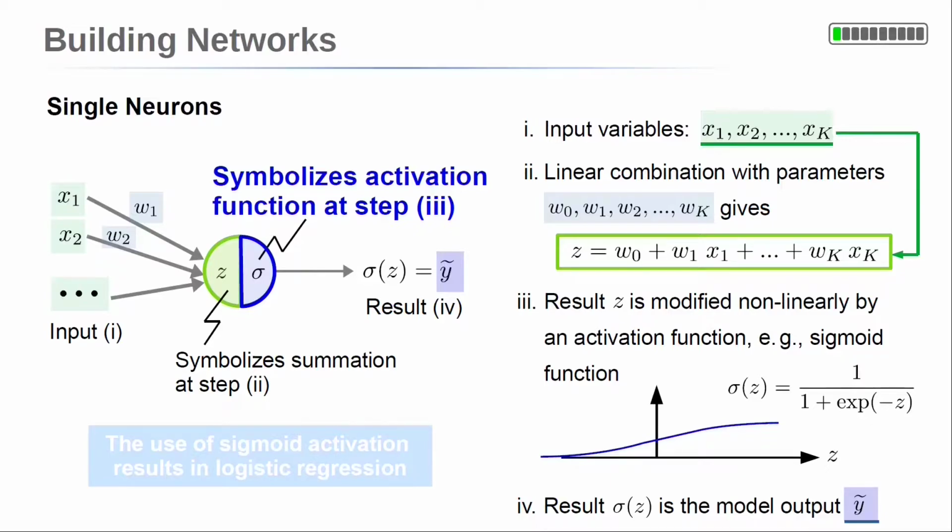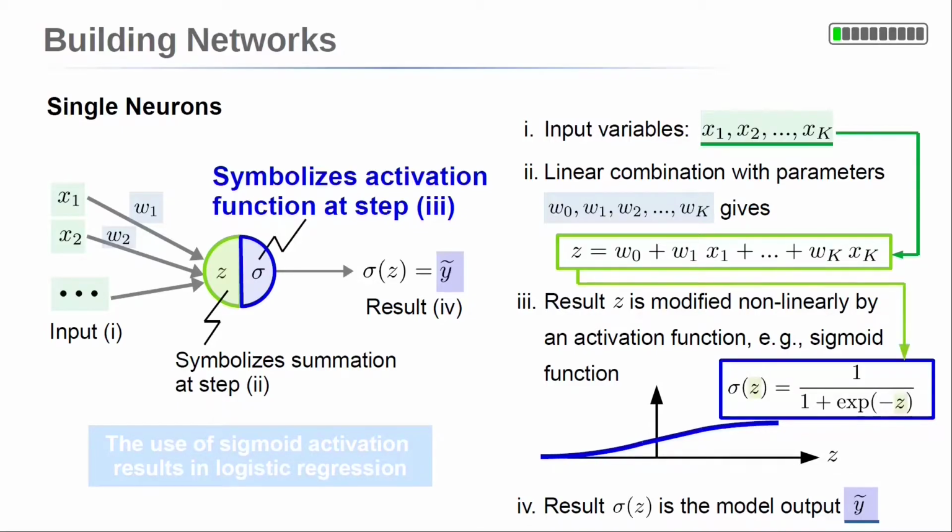On the right half of the circle is sigma, which symbolizes an activation function. This is a nonlinear modification of the summation result z. Different functions can be used as activation. For example, a popular one is a sigmoid function. It is sketched on the right side. Its functional relation, sigma, is equal to 1 over 1 plus exponential function of minus z. So it takes z as an argument and gives back a non-linearly modified result.